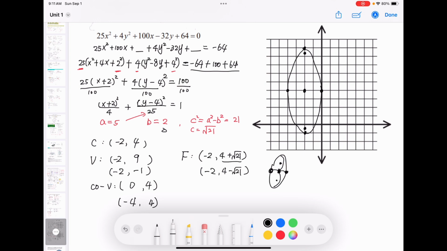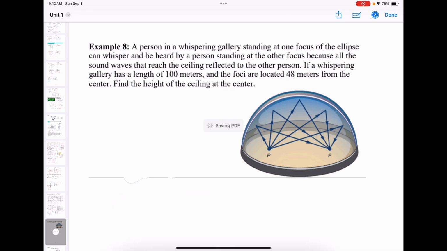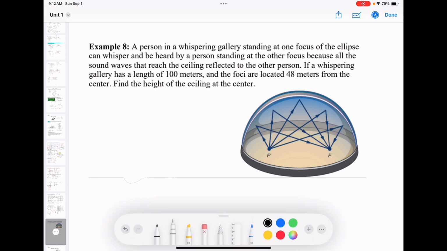Okay, let's see the next example, example 8. A person in a whispering gallery standing at one focus of the ellipse can whisper and be heard by a person standing at the other focus, because all sound waves that reach the ceiling are reflected to the other person. You can also search online: what is a whispering gallery? The cross section of the whispering gallery is half of an ellipse.